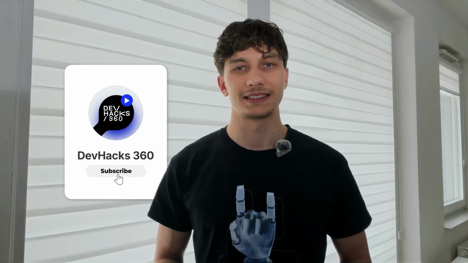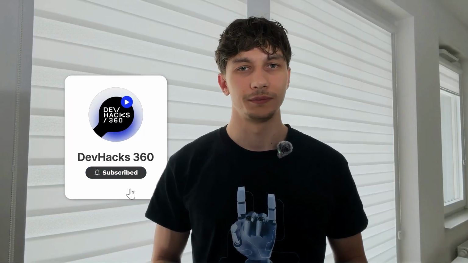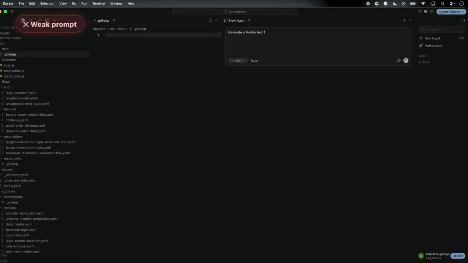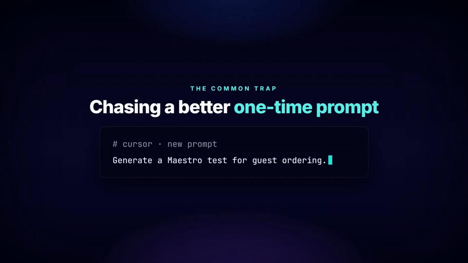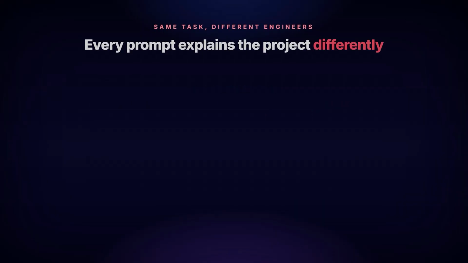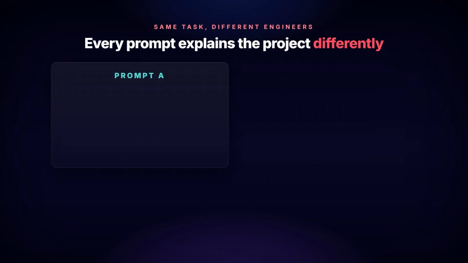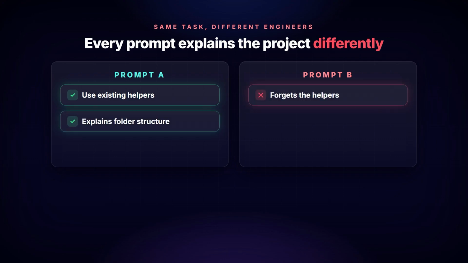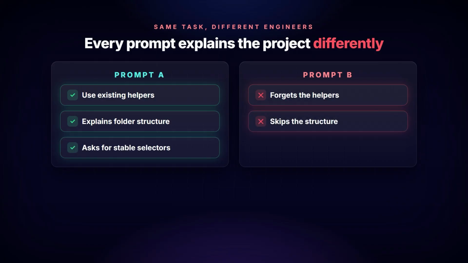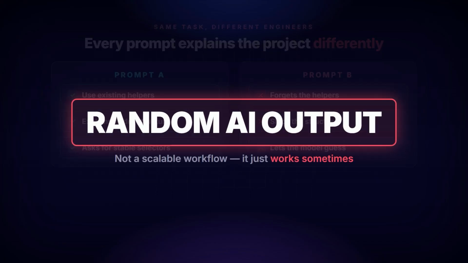To understand why that system works, we need to start with the problem, because it's more structural than most teams realize. This is the problem most teams run into with AI automation. They think the goal is to write a better one-time prompt, but if every engineer explains the project differently, AI will generate tests differently. One prompt says, use existing helpers. Another prompt forgets that. One prompt explains the folder structure. Another one skips it. One prompt asks for stable selectors. Another one lets the model guess. The result is not a scalable workflow. It is a random AI output that happens to work sometimes.